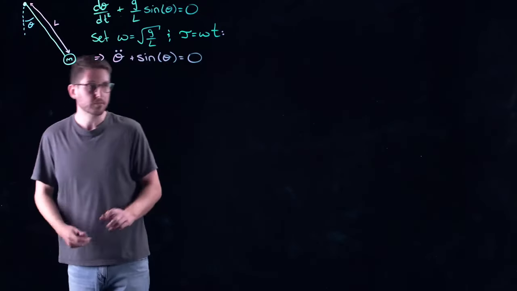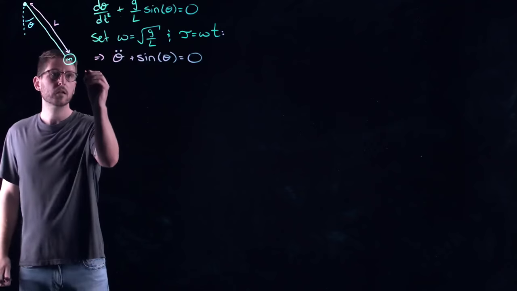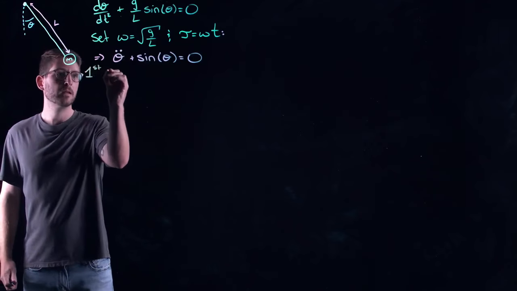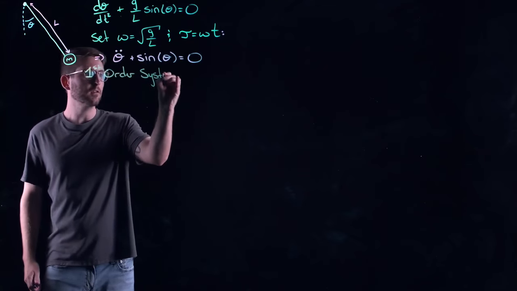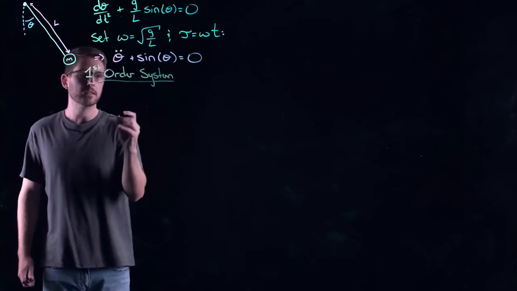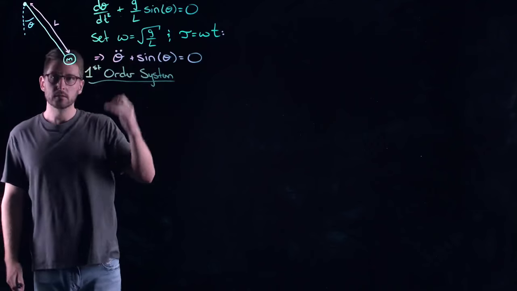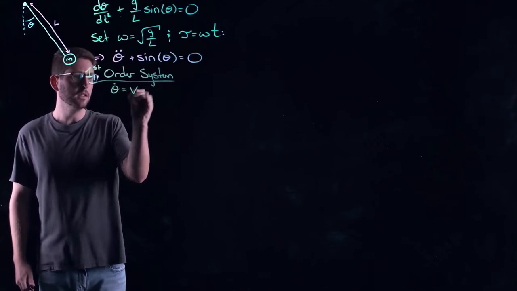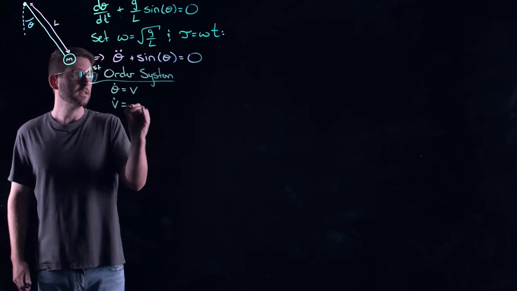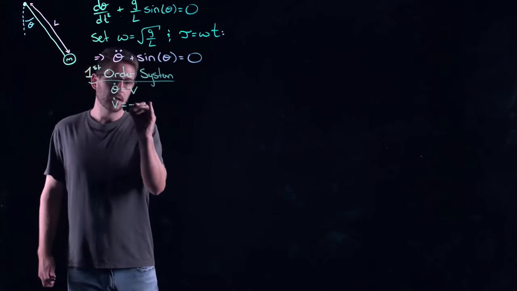And you could equivalently find a first order system as well. This is our trick. We don't really like second order systems in this class. We like to write things as vectorized components, and we would say theta dot is equal to V, and V dot is equal to minus sine of theta.